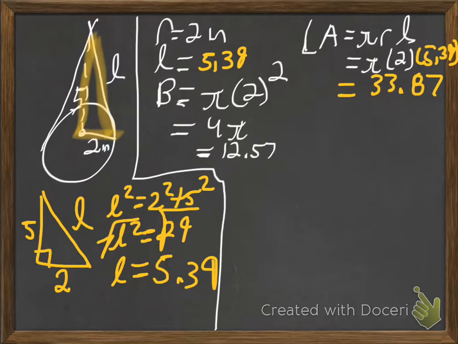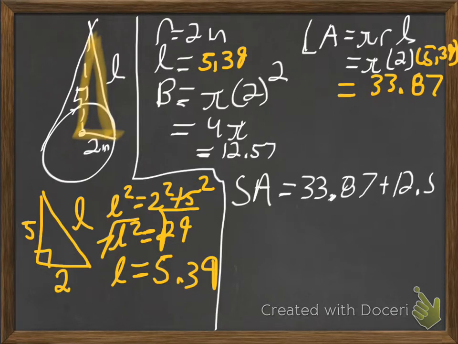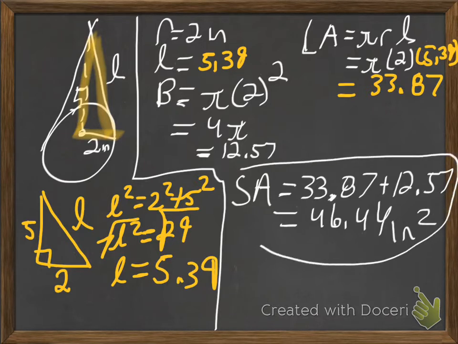And then, of course, our surface area is lateral area plus base area. And again, remembering that we have the two separate. We could also find them together if we were just to use that other formula, just basically doing pi r L plus pi r squared at once. Inches squared, of course.